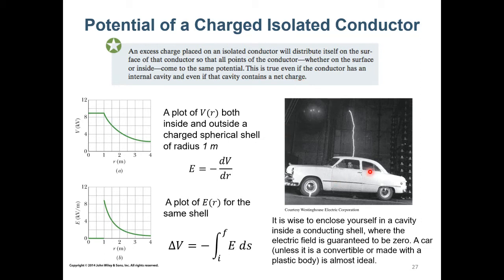So this means that here we show a car, and then there is a lightning hit on the car, and a man is inside, but the man is safe because for the whole car it is the same electric potential. So there will be no current going through the person, so he will be safe.